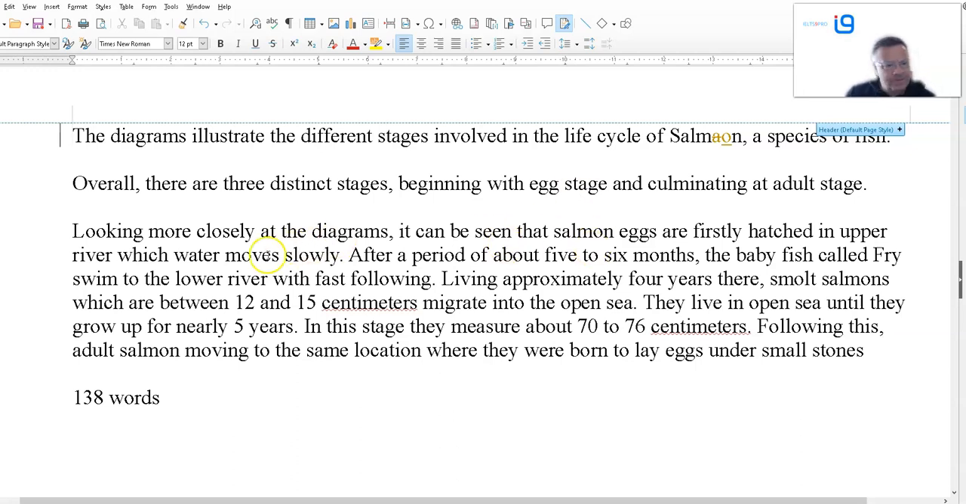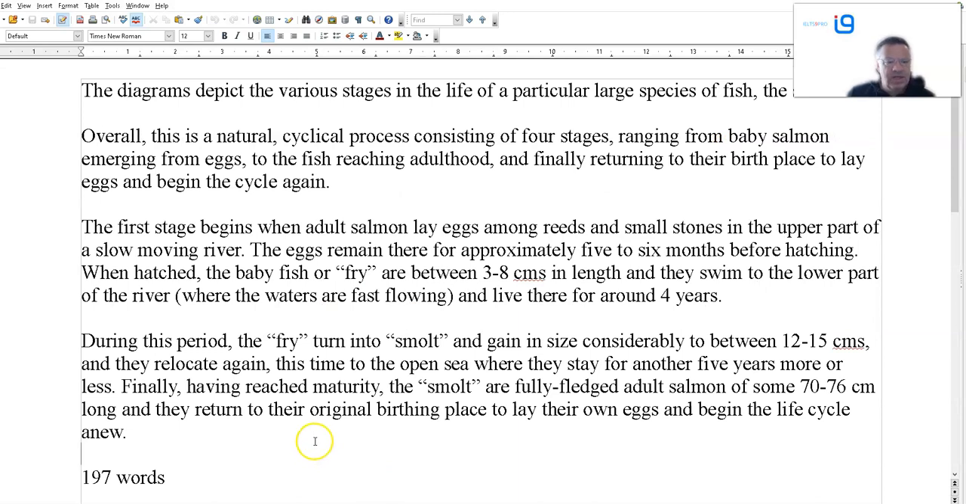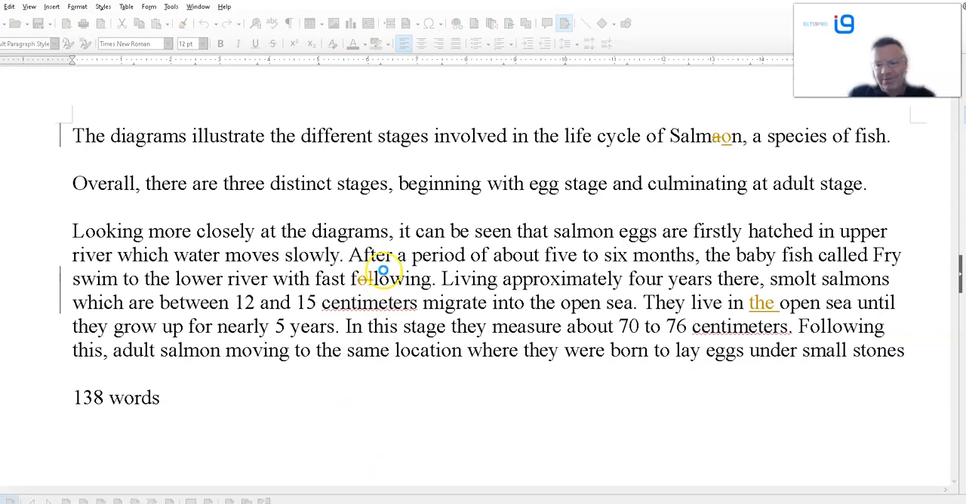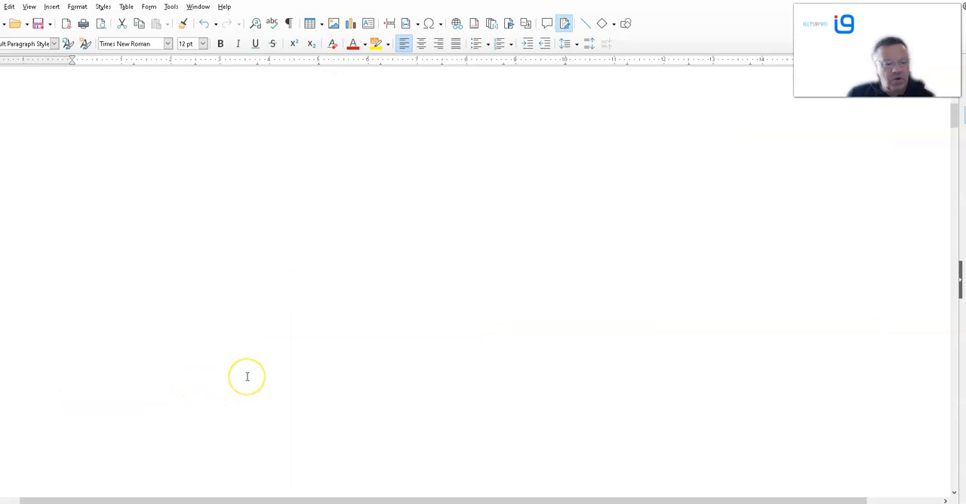And then with fast flowing, smolt salmon, centimeters, migrate to open sea. They live in the open sea. They grow up in a 5 stage. So it's way too short, right? Look at mine. Mine's 197. So it's way too short. Okay, so there's a few little things about articles etc. But the main thing is way too short.